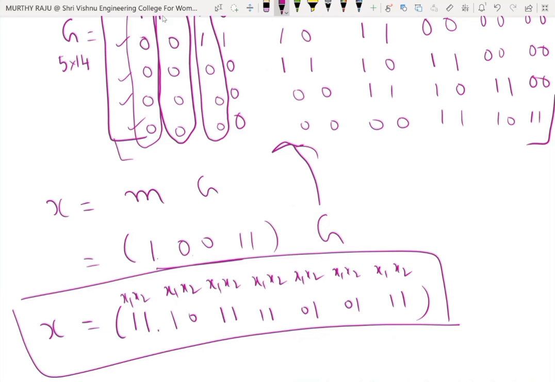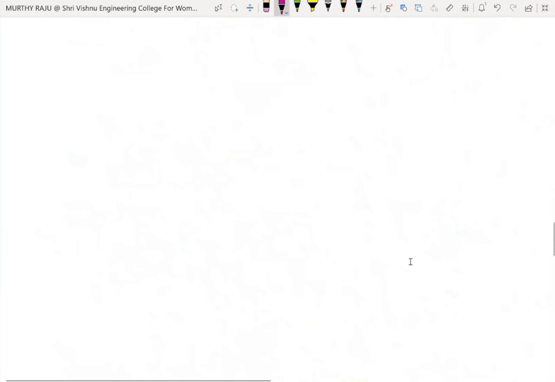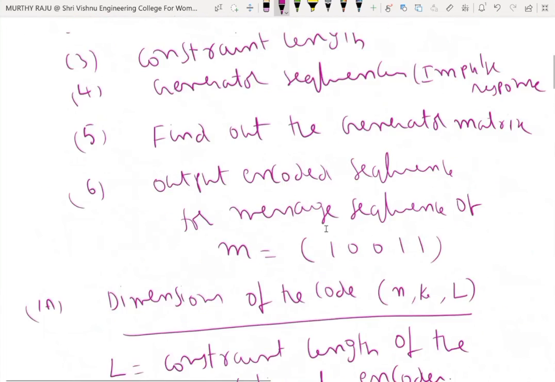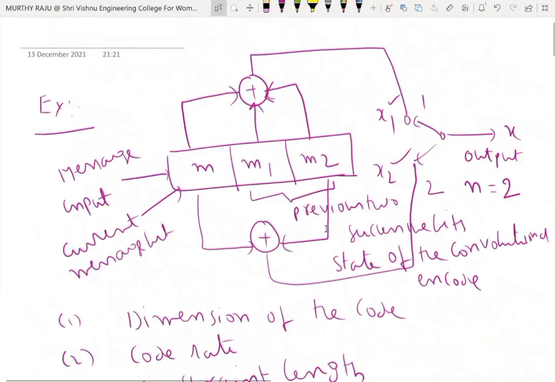The switch is here. We use some switch. The switch rotation is like that. Finally, the X output is generated.